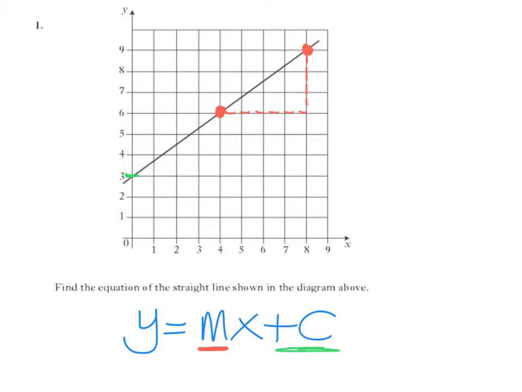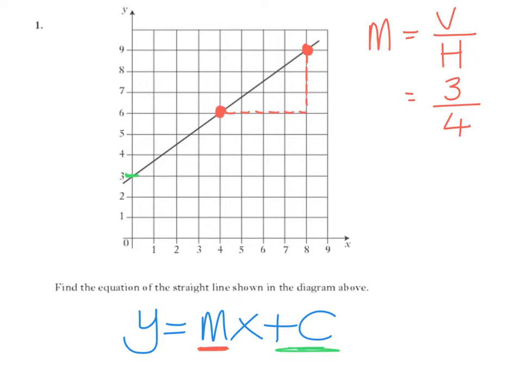So that means we can use our gradient formula, m equals v over h, the vertical height of the triangle divided by the horizontal distance. So the vertical height is 3 boxes, and the horizontal distance is 1, 2, 3, 4 boxes. That then gives us a gradient of 3/4.